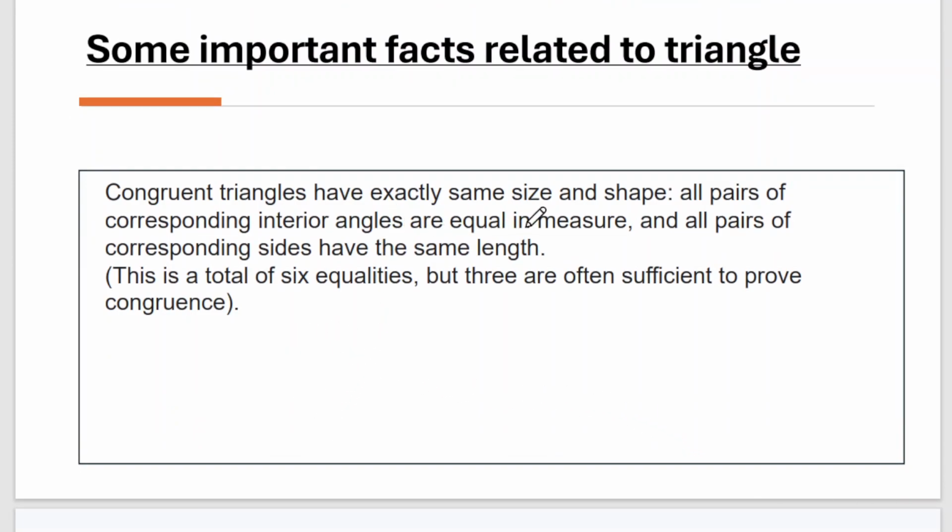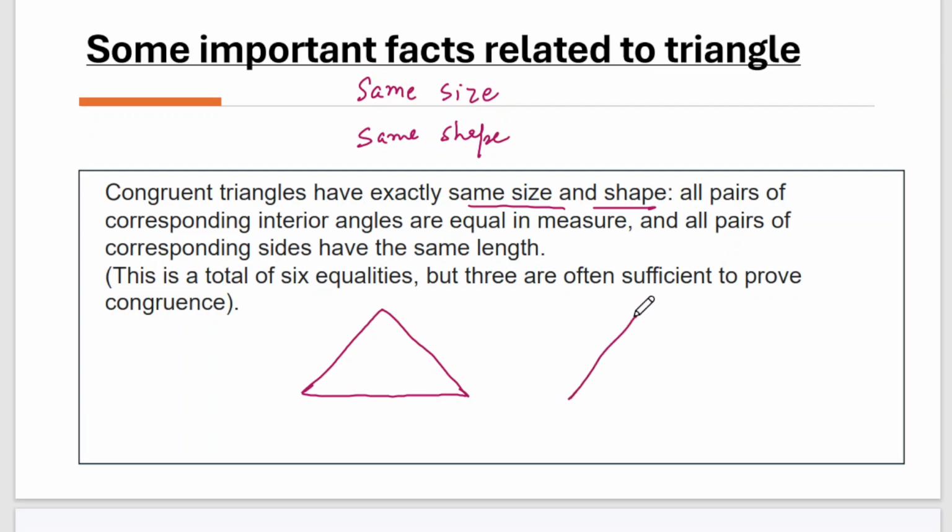Congruent triangles have exactly the same shape and same size. So, in similarity, what have you learned? You have learned that they have the same shape but different size. But in congruency, we should have the same size as well as the same shape. Let's see. If I take one triangle and compare with the other triangle, are they congruent or not? That means congruent triangles are equal in every aspect.